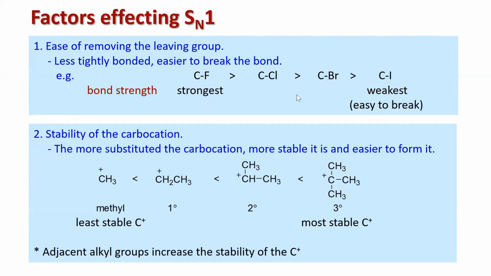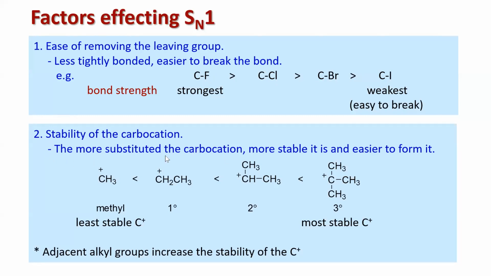Right, please turn off your mics, right? Okay, so the weakest bond is carbon-iodine. Iodine is a large atom and the bond strength is lesser when you compare with chlorine and bromine, right? So it is easier to break.